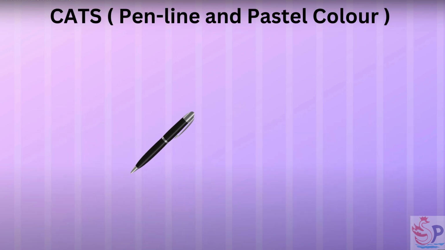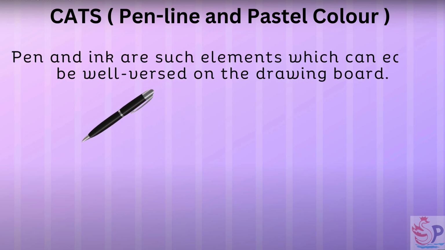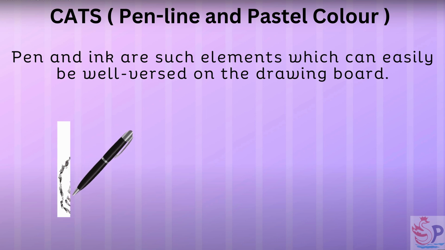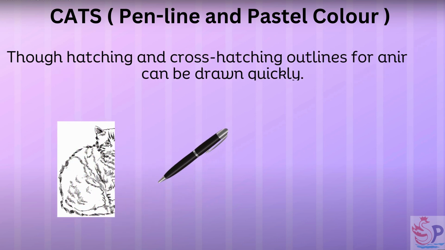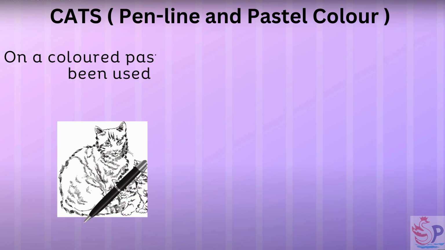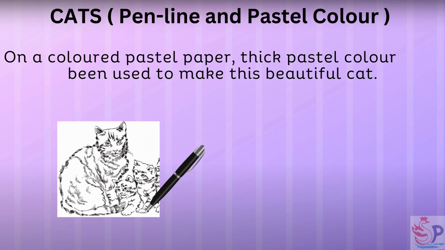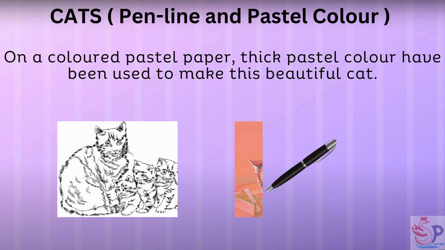Cats, pen line and pastel color. Pen and ink are such elements which can easily be mastered on the drawing board. Through hatching and cross-hatching, outlines for animals can be drawn quickly. On a colored pastel paper, thick pastel color has been used to make this beautiful cat.